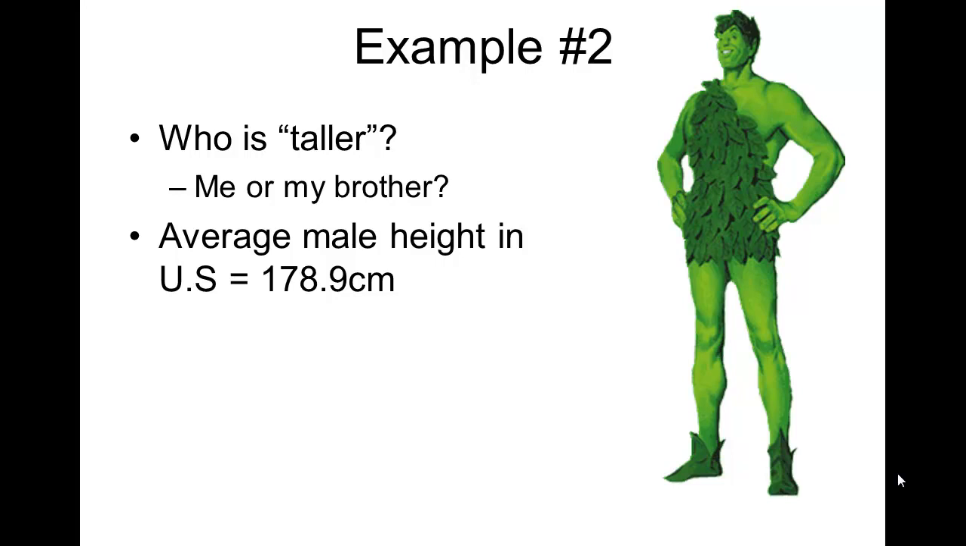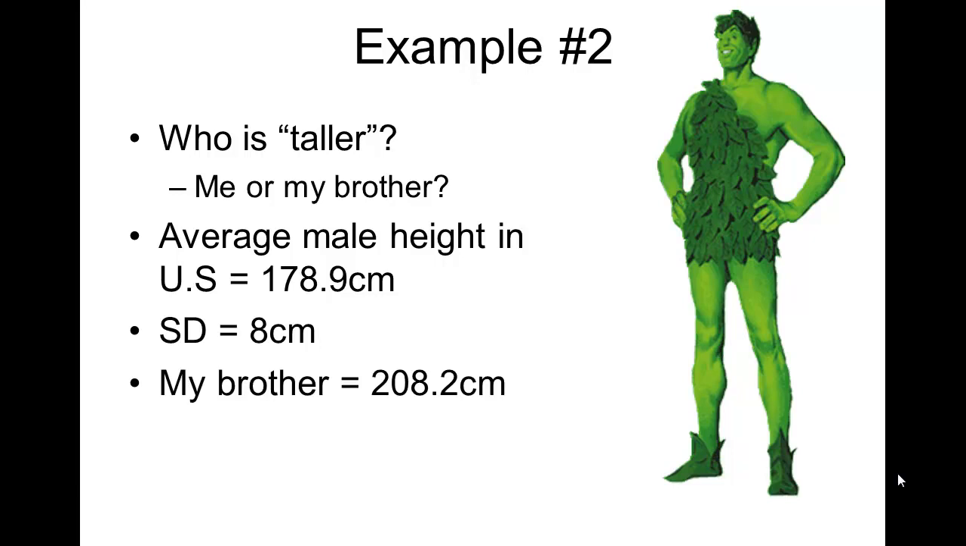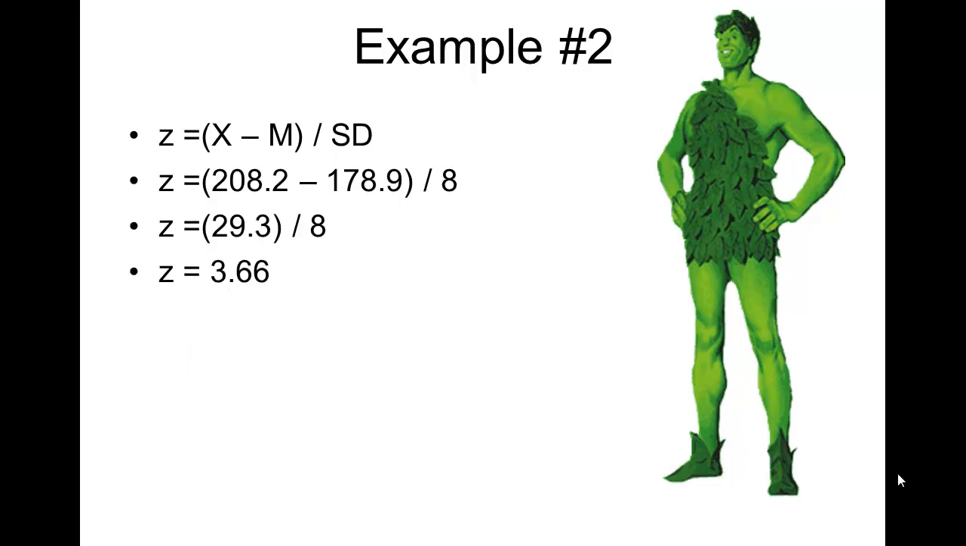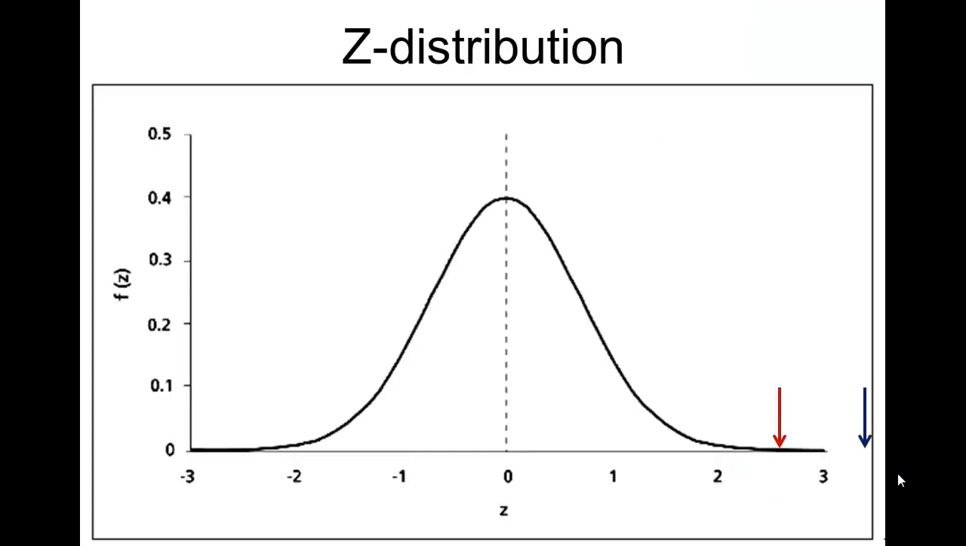So in the United States, the average male is 178.9 centimeters with a standard deviation of 8 centimeters, and my brother is 208.2 centimeters tall. So we'll go ahead and calculate his z-score, which would give us a 3.66. So we already have my z-score of 2.61, which is in the red arrow, and Kevin's score, my brother's score, is in the blue arrow, 3.66.